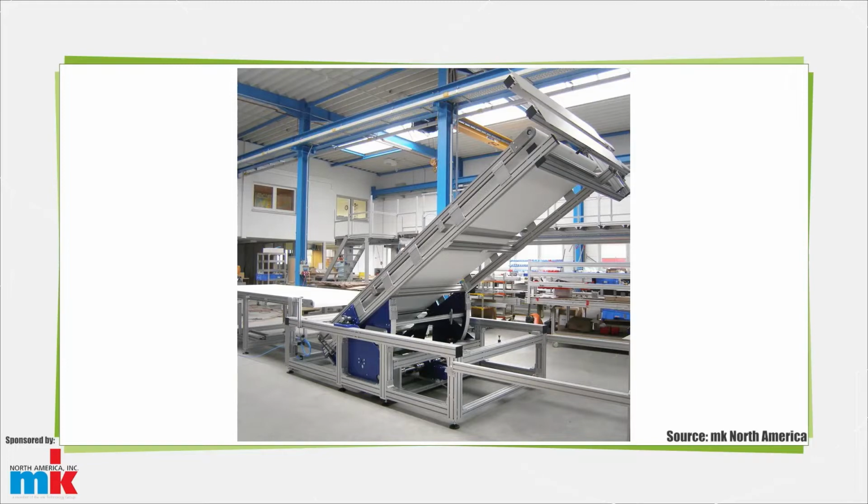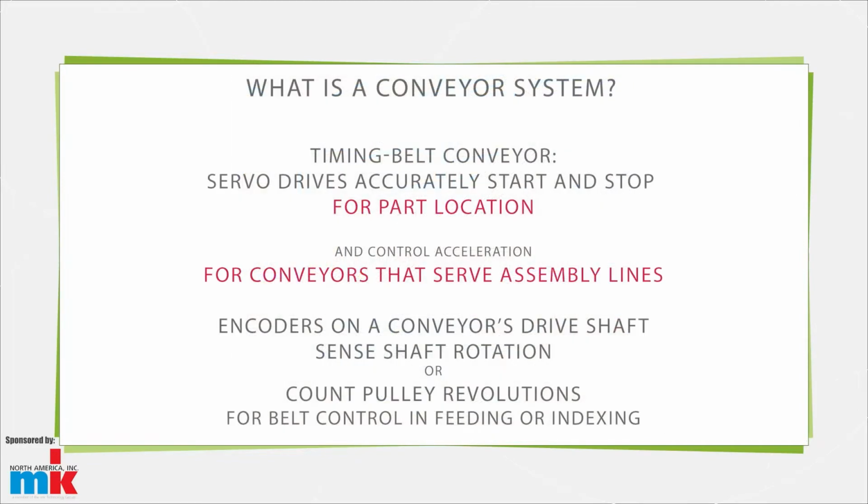Where the conveyor takes the form of a timing belt conveyor, servo drives accurately stop and start the setup to provide precise part location. They also let engineers control acceleration, so they work for conveyors that serve assembly lines. Encoders on a conveyor's drive shaft sense shaft rotation or count pulley revolutions for belt control in feeding or indexing.